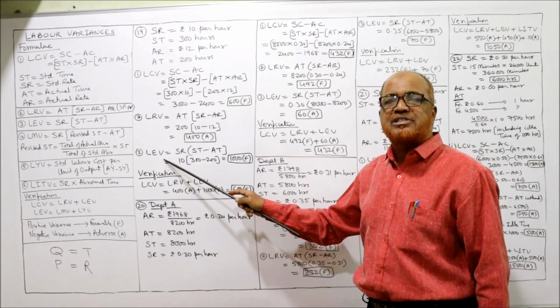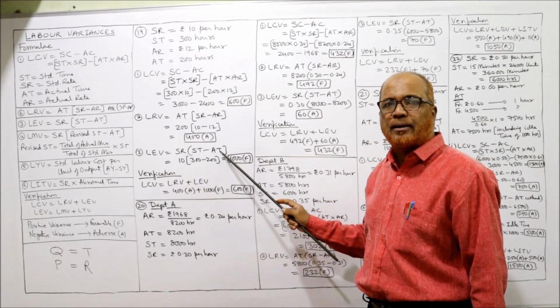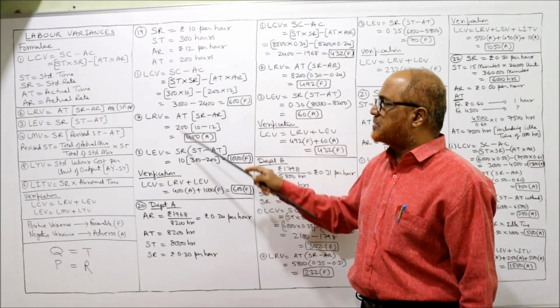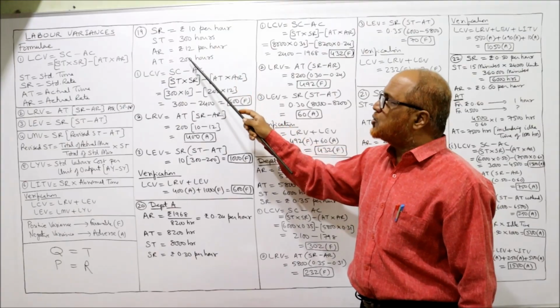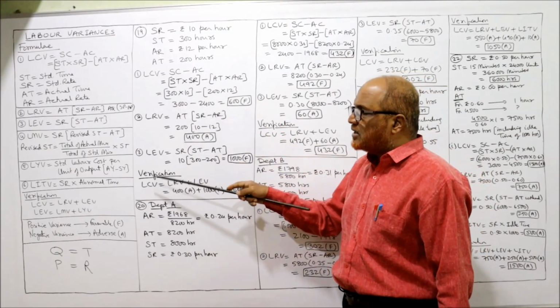LEV, labor efficiency variance: standard rate into standard time minus actual time. Standard rate is 10 rupees, standard time 300, actual time 200. So 1000 rupees favorable. All the 3 variances we have calculated.